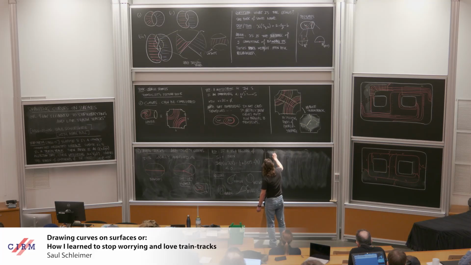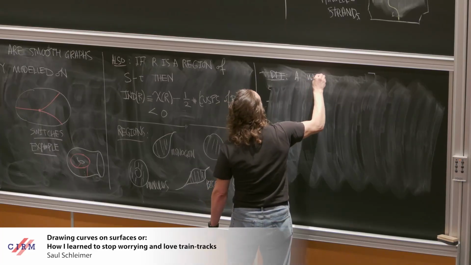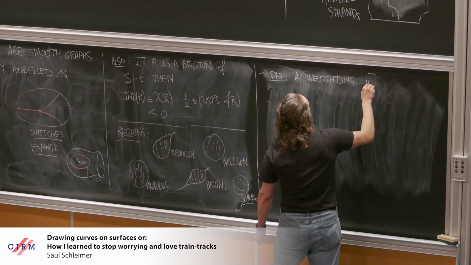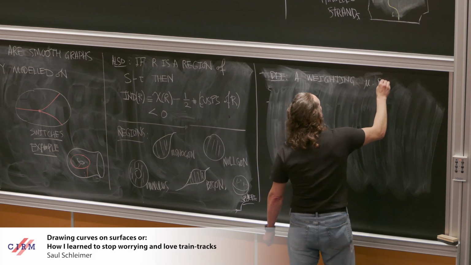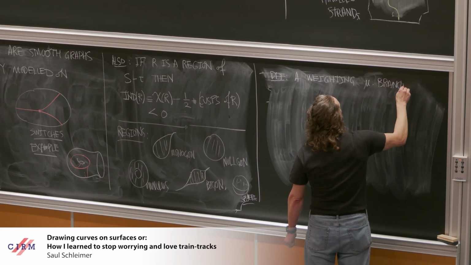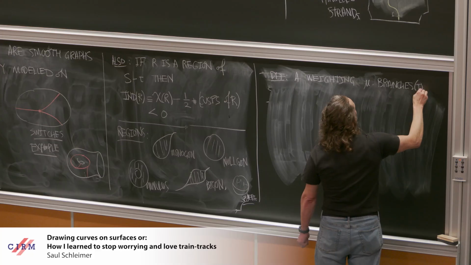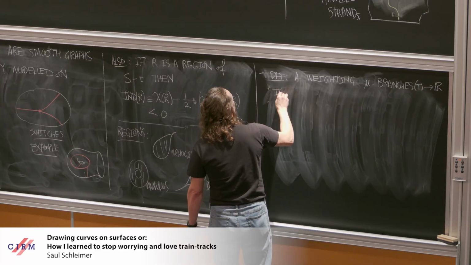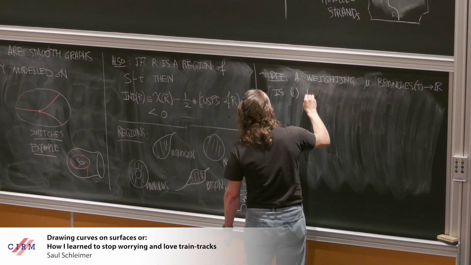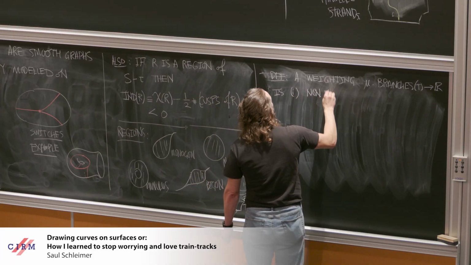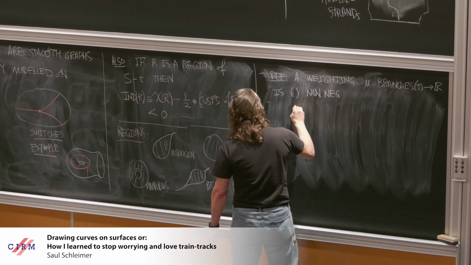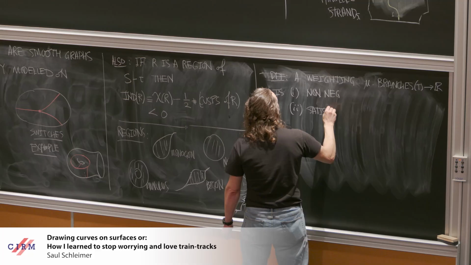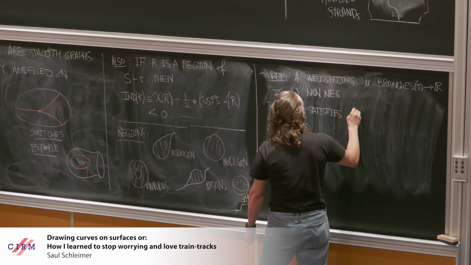Definition: a weighting mu from the set of branches is two properties: non-negative, and satisfies switch conditions.